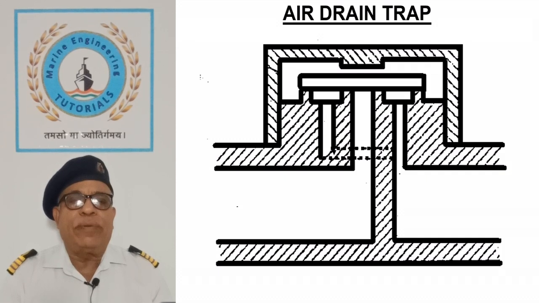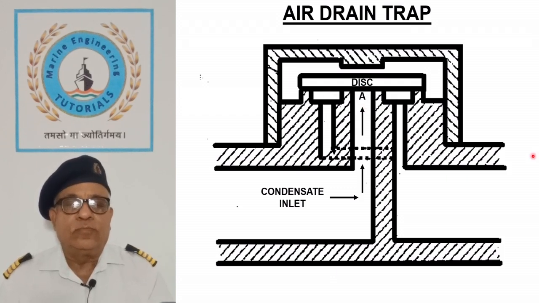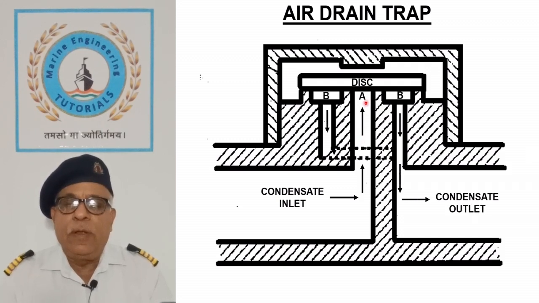Air drain trap. The sketch shows an air drain trap which is used to automatically drain the condensate as it is separated in the intercooler. The condensate is under air pressure at inlet A, which lifts the disc. As the disc is lifted up, condensate flows radially across the disc from A to B and goes to the outlet.